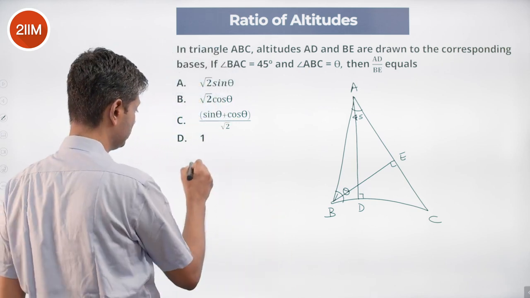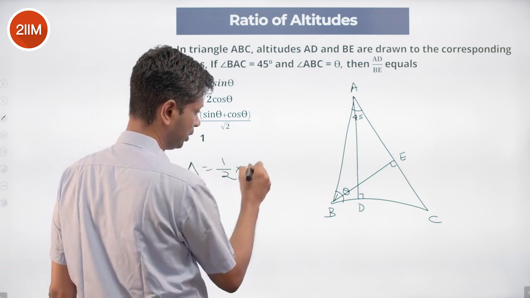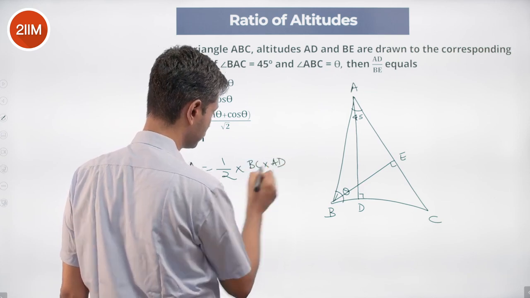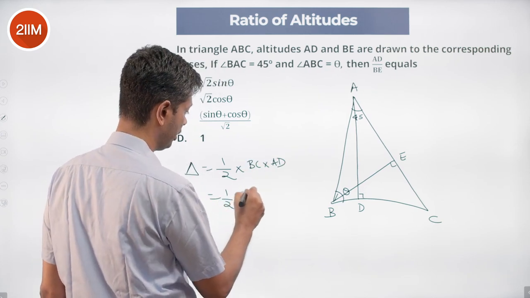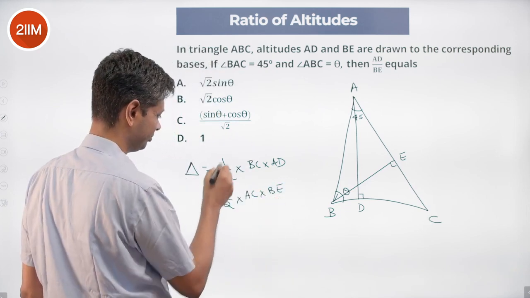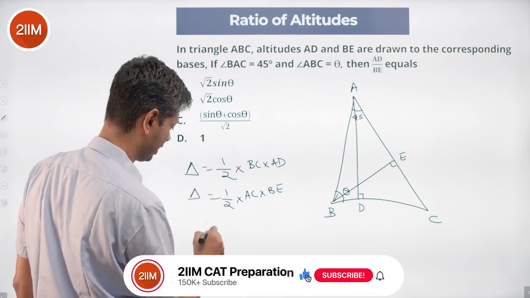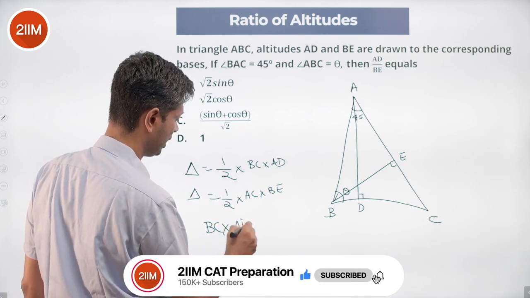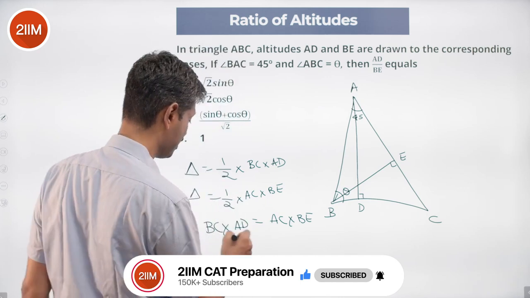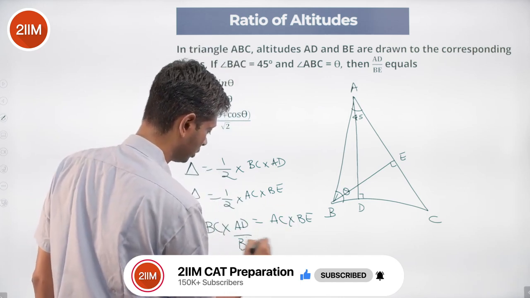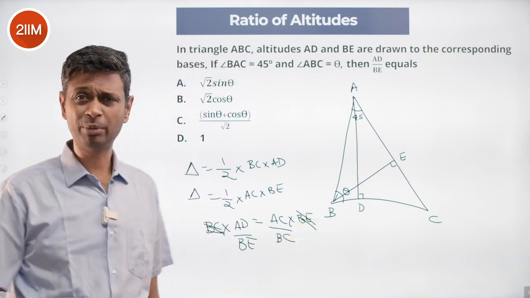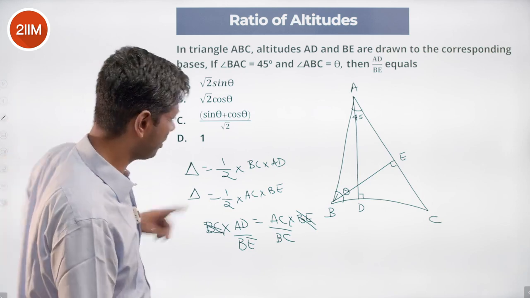So the area of this triangle is half into BC into AD. This is also equal to half into AC into BE. These two should be equal, since both are the area. So half and half gets knocked off. BC into AD equals AC into BE. We want to find AD by BE. This goes here. It should be equal to AC by BC. So we want to find AC by BC.